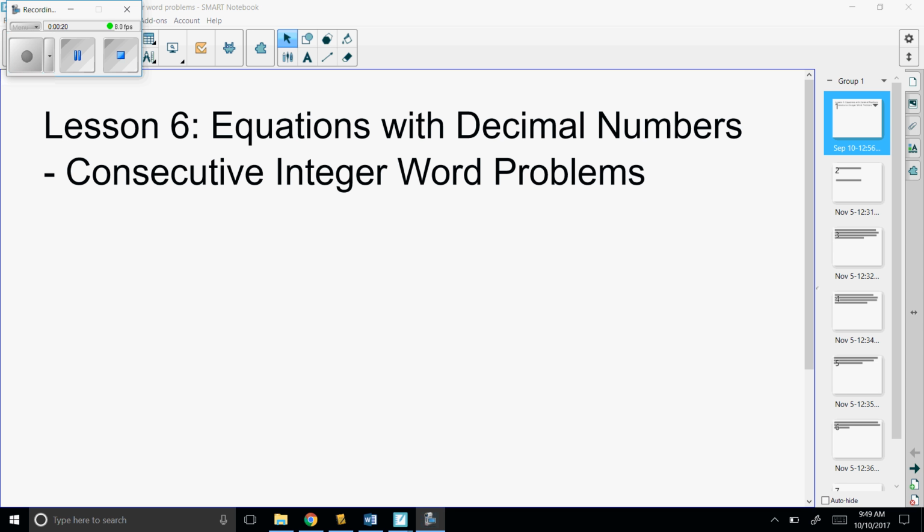When you look at consecutive integer problems, you may need a note card. So if you want to go ahead and get that out now, to jot down just a little bit about what you know about consecutive integers that will help you with that particular type of problem.